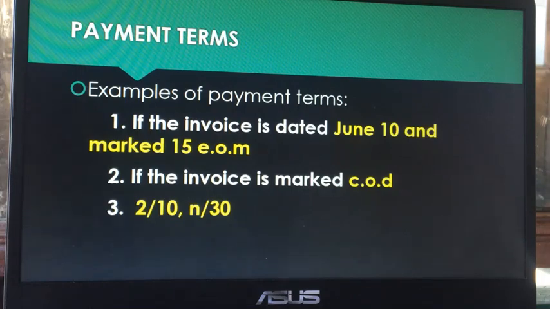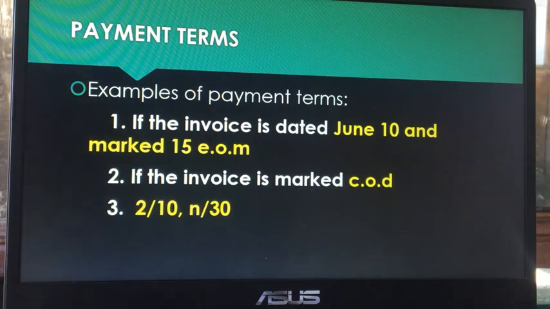Okay, example of the payment term. If the invoice is dated June 10 and marked 15 EOM, what does it mean? So meaning, the payment term here is 15 EOM. Okay? So later on, we are going to learn what 15 EOM means.